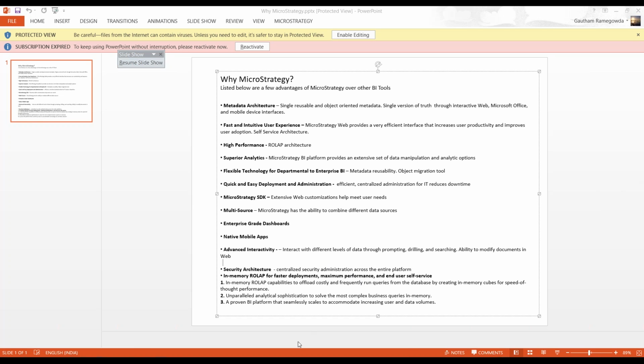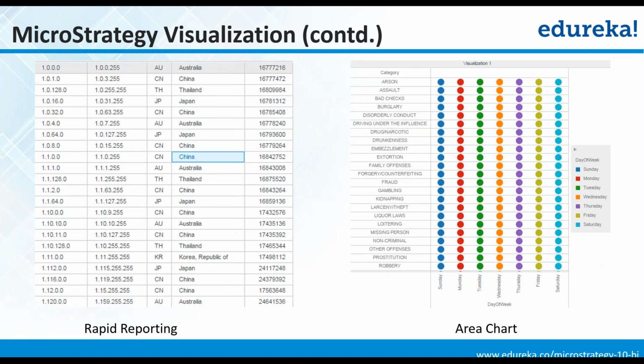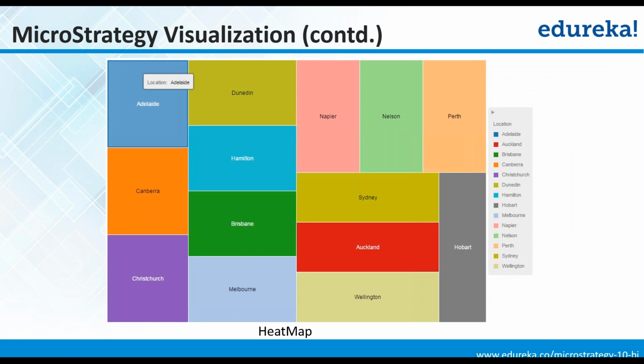Let's toggle back to our main slide. And these are some of the visualizations which are available in MicroStrategy. You have pie charts. Even this is something new which is relative to MicroStrategy 10, where you can see network visualization, rapid reporting, and then you have area charts. You have heat maps. As I mentioned, this is a widget. This is just like a graph. Okay, but it's in a widget form where it's dynamic, and the data will change according to the data in the report.